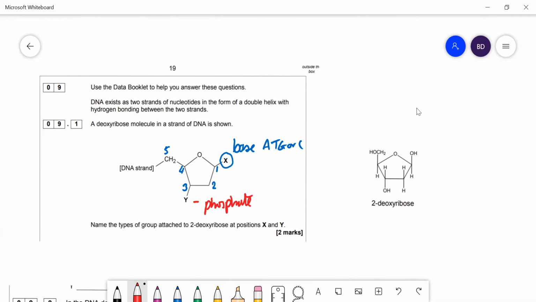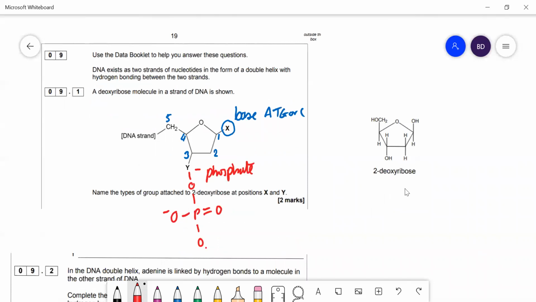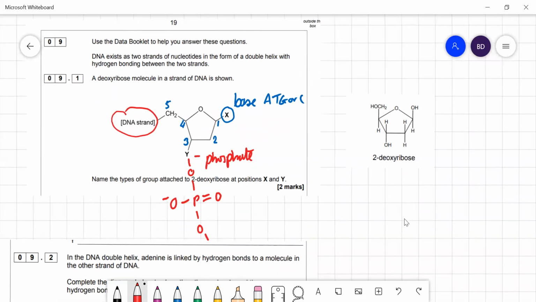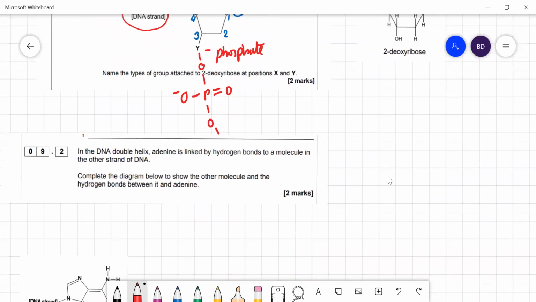And of course, that phosphate is going to form a link to the next nucleotide along. So where I've just drawn there, that's going to join on to this bit of the nucleotide above it. So that's just about knowing your structure of DNA, really. 2 marks there. Now this question here for 2 marks is horrendous, really.